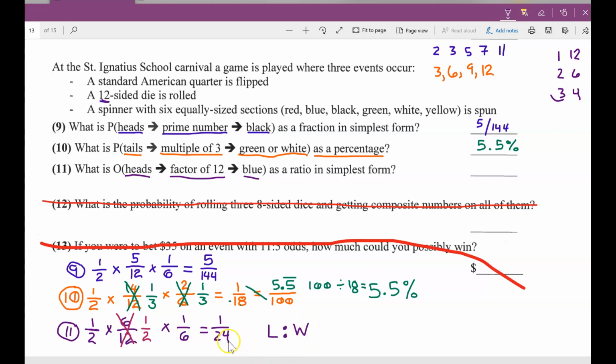So how many ways in our probability fraction are there to win? That's going to be our numerator, and that's a 1. So a 1 goes on the right, where the winners go. Put our 2 dots. How many of the results of our probability fraction are losers? Well, there are 24 possible results. 1 of them is a winner. All the rest are losers. What's 24 minus 1? That would be 23 ways to lose. So our odds of the exact sequence, heads, factor of 12, blue, are 23-1.